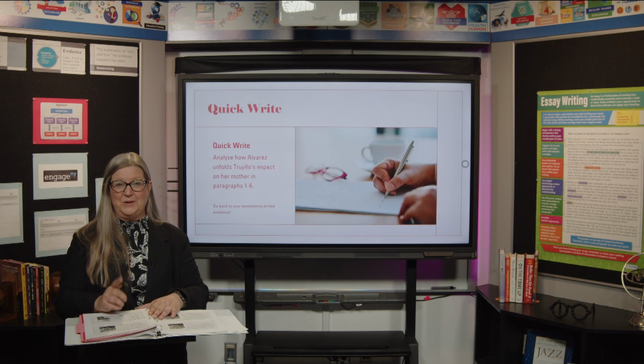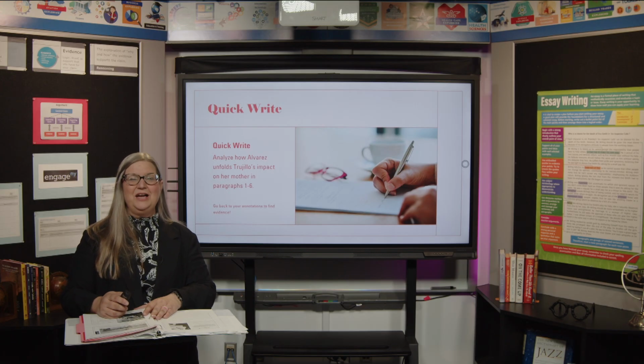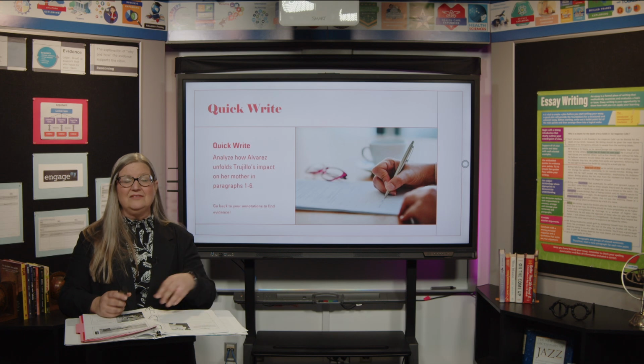Okay, so now for your quick write, get out a piece of paper, and I want you to analyze how Alvarez unfolds Trujillo's impact on her mom in paragraphs 1 through 6. Use your annotations to find evidence. Great job. Okay. Now, we have a little bit of homework.